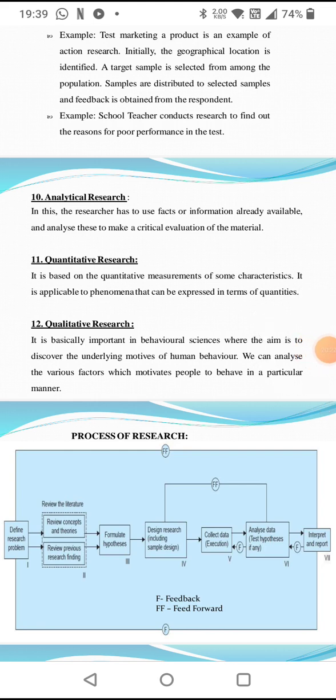So this was about the different types of research with video 2. So in the next video, that is video 3, we will be learning about the entire process of research.